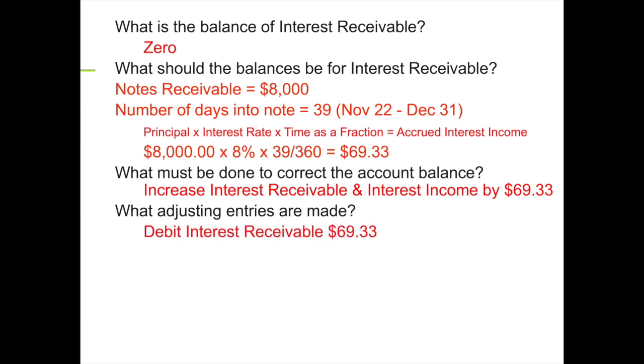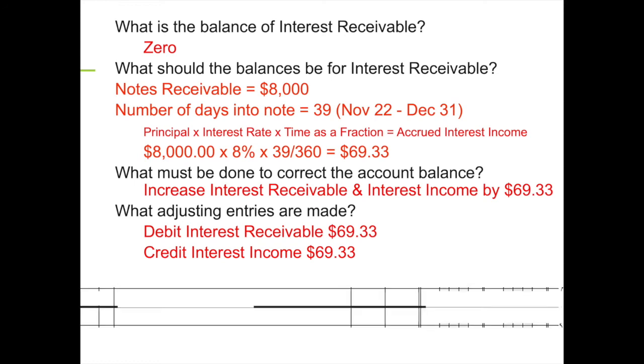What adjusting entries are going to be made? We're going to debit our interest receivable. It's an asset, so we must debit it to make it go up. And we're going to credit our interest income. Income is revenue. It has a normal credit balance. Since we want to increase interest income, we have to credit it. So to journalize it, we will go to the next line of our journal on page 429. We write the date of the 31st, debit to interest receivable, credit to interest income.